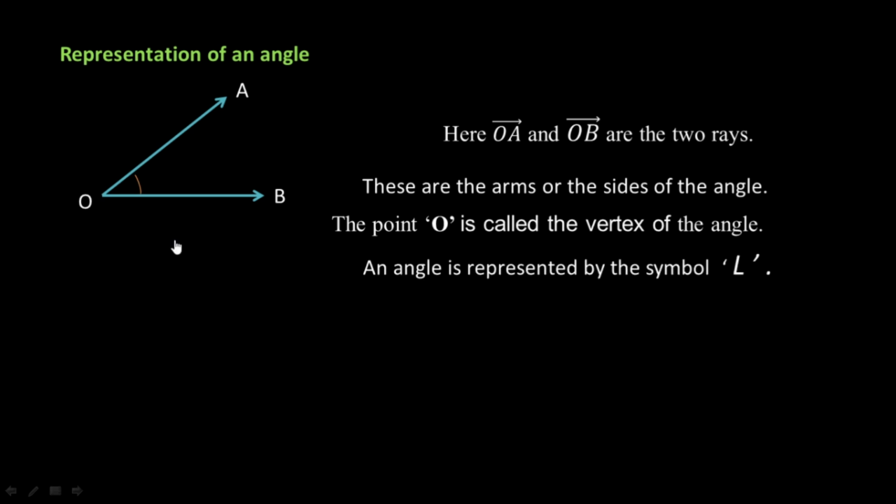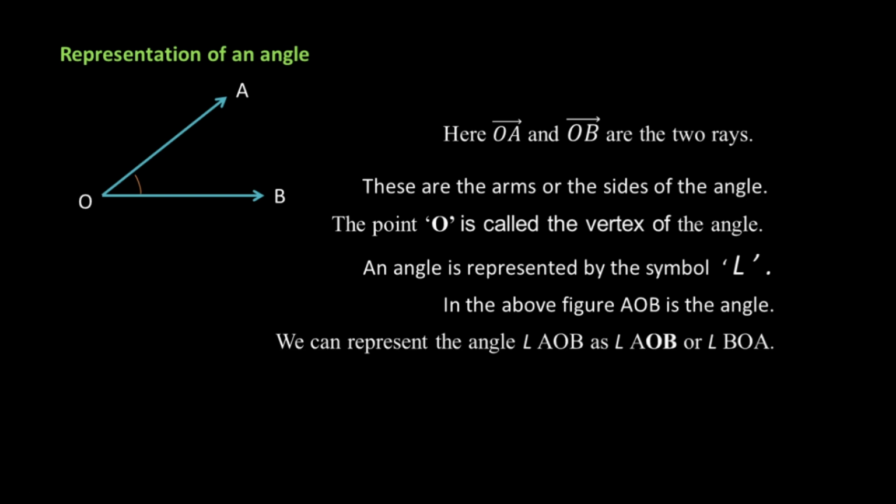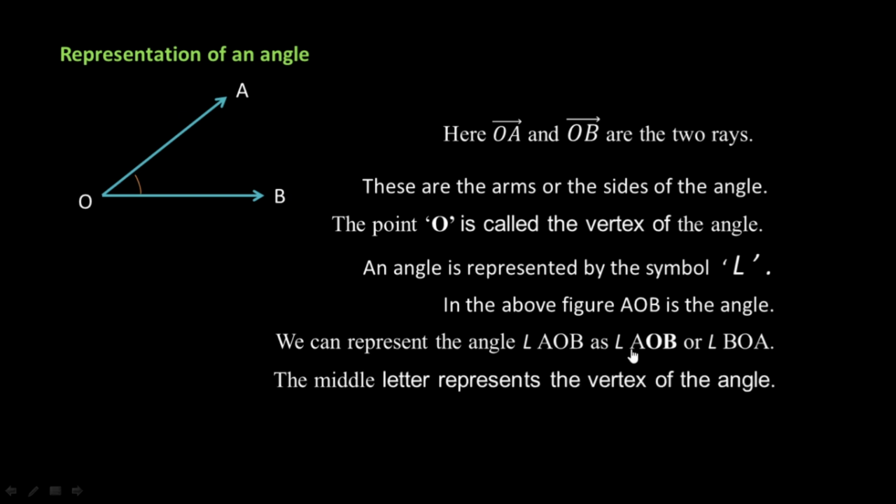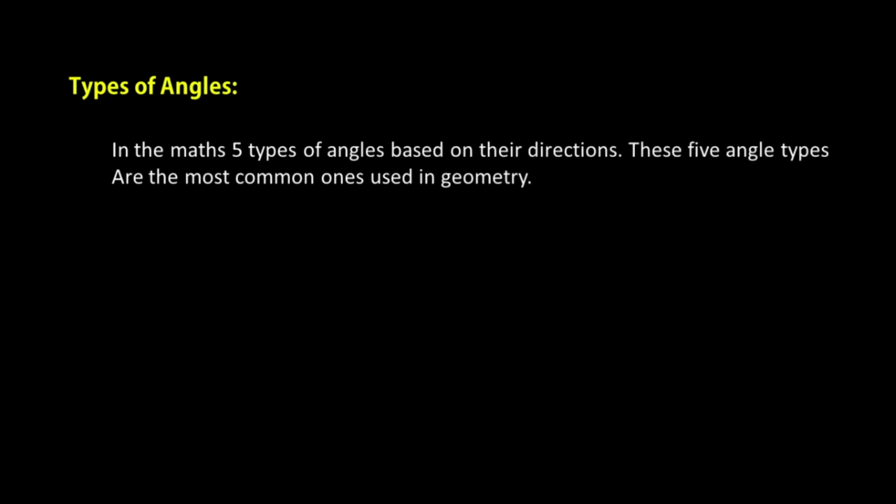An angle can be represented by the symbol ∠. In the above figure, angle AOB can be read as angle BOA. Here O represents the vertex of the angle, and angles can be measured in degrees. Now, types of angles. In mathematics, there are 5 types of angles based on their direction. These 5 angle types are the most common ones used in geometry.